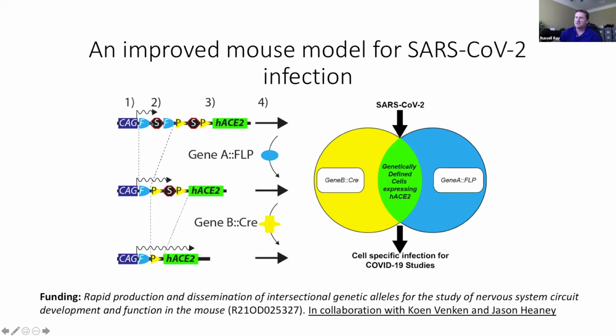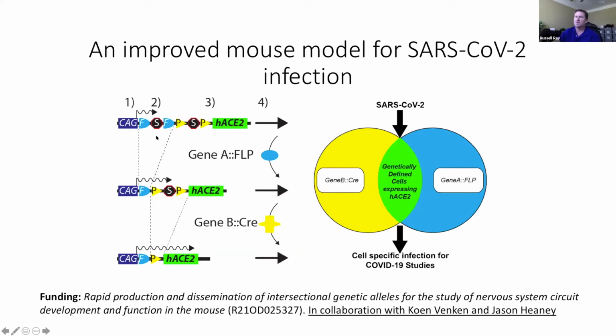Each cassette is flanked by either FRT sites or LOXP sites. And these are sites that can be recombined by a site-specific recombinase known as FLIP for FRT sites or CRE for LOXP sites. Many of you in mouse genetics are familiar with these systems. And what's nice about this is we can control the expression of FLIP or CRE recombinase by placing them in front of genes of interest in the mouse that are expressed in specific cardiorespiratory or neural cells, or we can apply them with a virus.